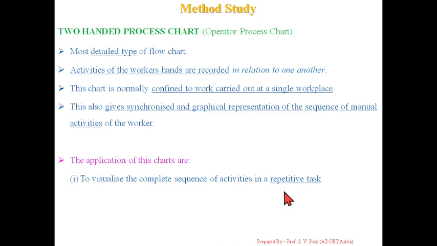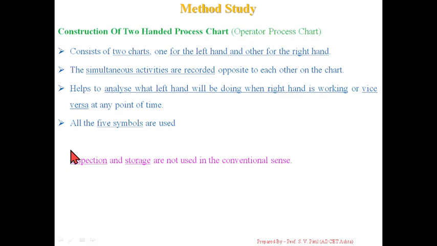So in mass production industries, there are particular tasks that workers are supposed to perform again and again. While performing those tasks, workers use both their hands, and it is possible to record those activities by using this two-hand process chart. It is also used to study the workstation layout. We'll discuss how to construct this two-hand process chart, which is also called an operator process chart.